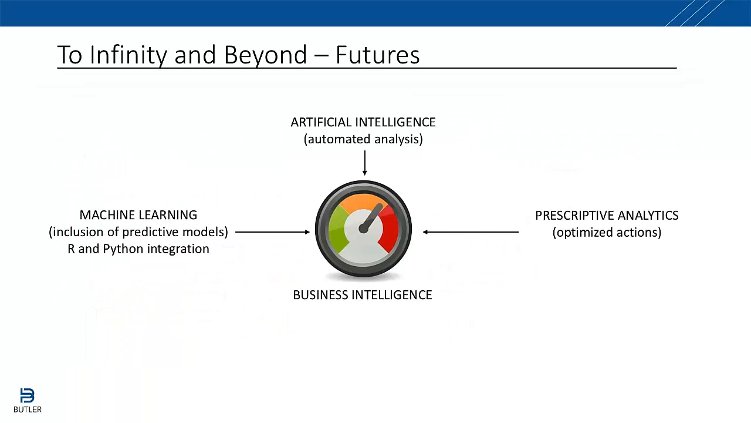So in terms of futures, it's very simple, really. Business intelligence is becoming effectively the front end for a whole lot of other analytics. Business intelligence is not a world unto itself. It is the presentation interface, if you like, for other forms of analytics, as well as the things that we traditionally associate with business intelligence, like charts and dashboards. So machine learning, the inclusion of predictive models into business intelligence, prescriptive analytics.